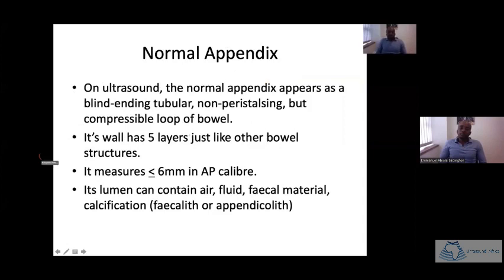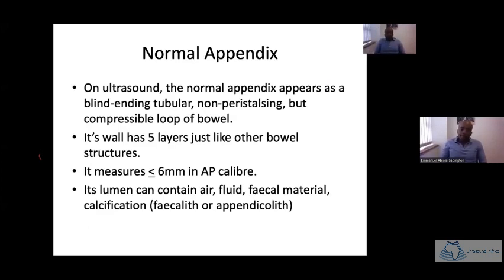So on ultrasound, the normal appendix appears as a blind-ending, tubular, non-peristalsing, but compressible loop of bowel. Its wall has five layers, just like the other bowel structures. Remember the five layers of the bowel: the serosa, subserosa, muscularis propria, submucosa, and mucosa. Those are the five layers of the bowel, and it's exactly the same in the appendix.